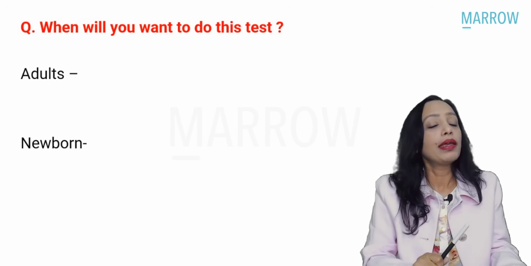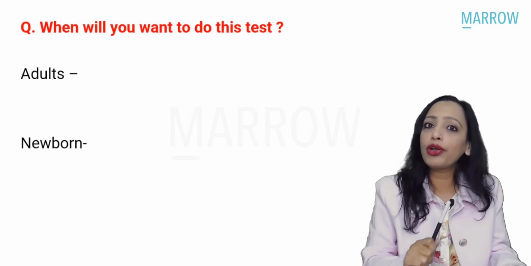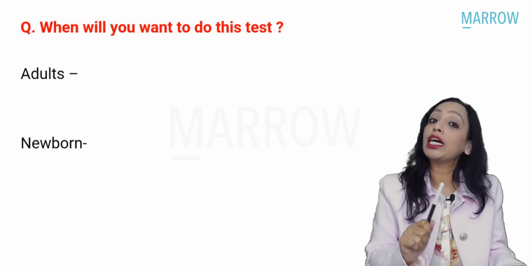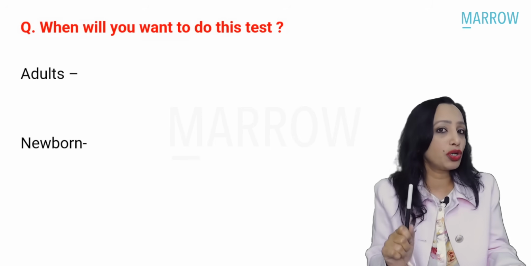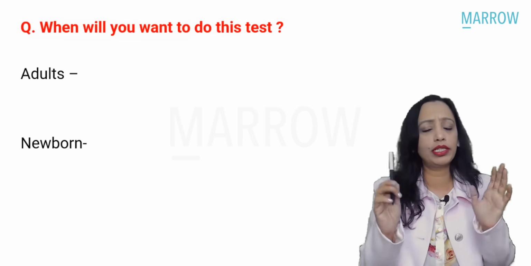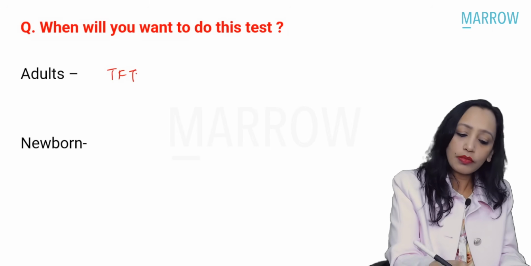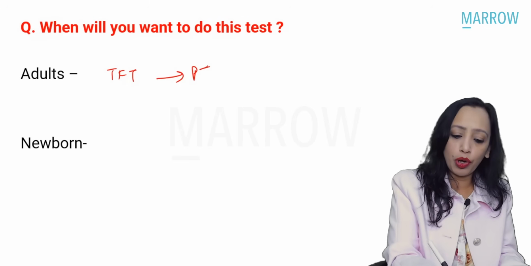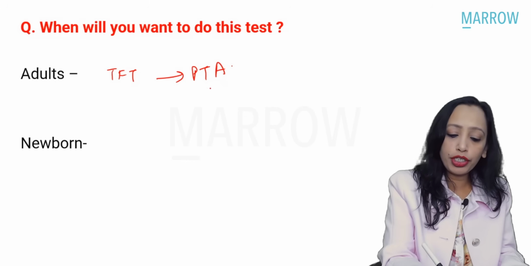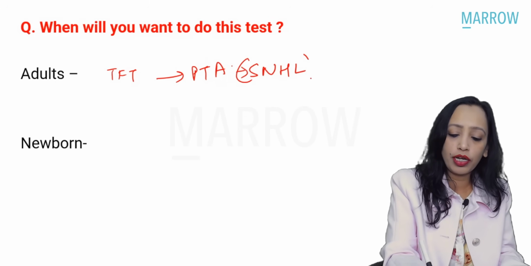Yes, tell me. Yes, you will now go for a pure tone audiometry. The pure tone audiometry will confirm that yes, there is a sensorineural hearing loss. It will also tell you how much is the hearing loss. So you first did a tuning fork test, and then you did a pure tone audiometry. Pure tone audiometry showed that there is a sensorineural hearing loss.